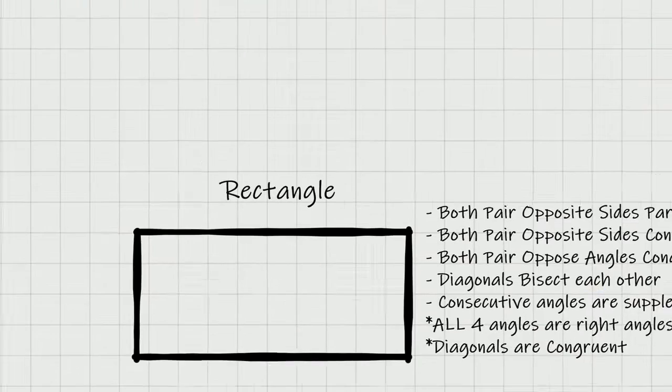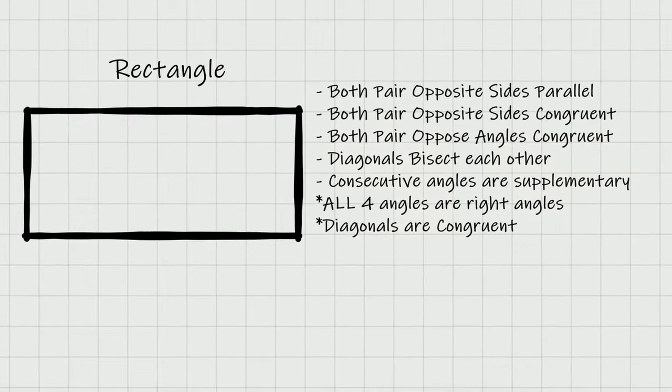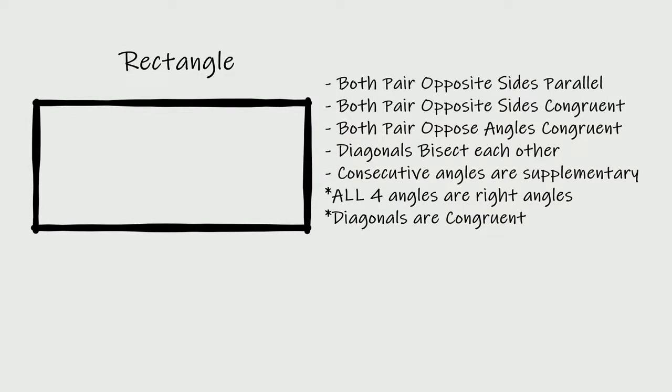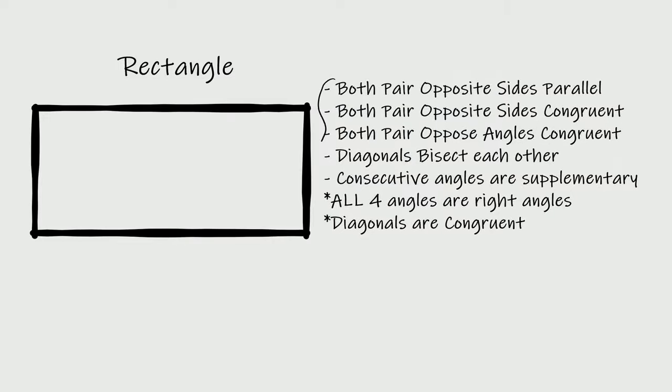So that takes us to the next shape, which is a rectangle. If you notice, these first couple of properties are the exact same ones that we had for a parallelogram. The only difference is that for a rectangle, we add two extra properties. If we apply the same properties that we had for a parallelogram, we start by saying that both pairs of opposite sides are parallel. So that is parallel to that, and this is parallel to here. And not only are they parallel, but they're also congruent.